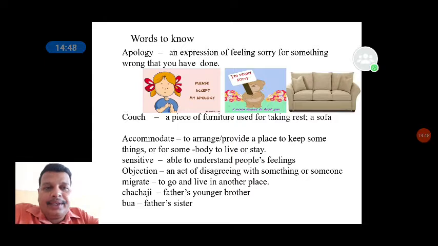And sensitive. Sensitive means able to understand people's feelings. Being able to understand people's feelings is called being very sensitive. Objection, an act of disagreeing with something or someone, is called objection. Migrate means to go and live in another place. For example, your parents also migrated from some villages.